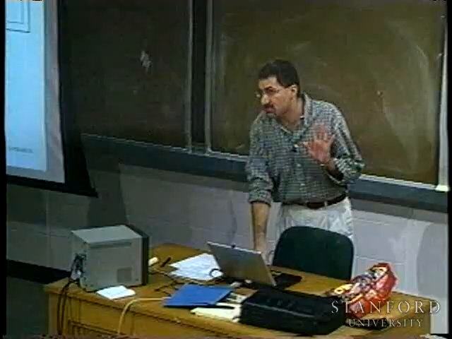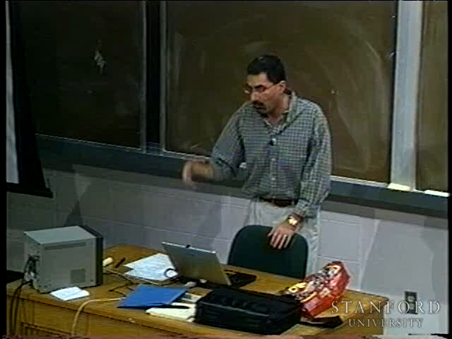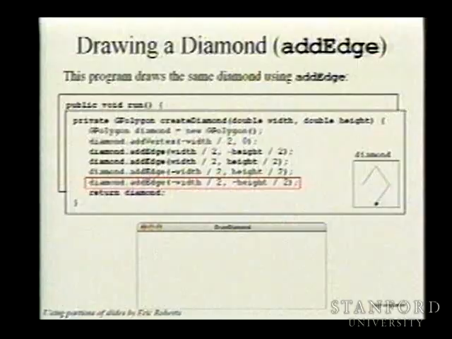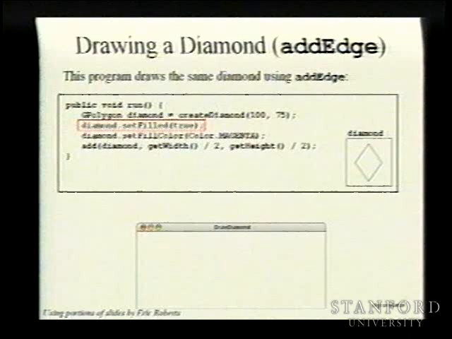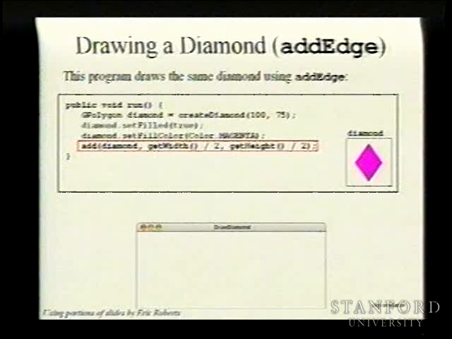Okay? And so basically, if I follow this all the way around, I add edges. Again, after I add that last edge, the polygon is closed for me automatically. I get back the same diamond, I'm just now doing it with edges instead of with vertices. Same sort of deal: I make it magenta because magenta is a fun color, and I write it out on the screen. Okay? So that's GPolygon.